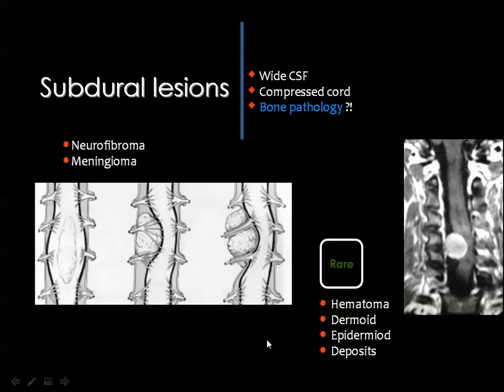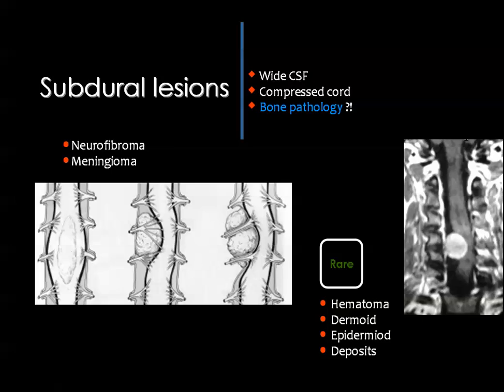You remember from the previous lecture that for the diagnosis of epidural or extradural lesion, you need to follow the CSF space on the side of the lesion. Then you will see that the CSF space as well as the spinal cord are compressed by the lesion. Then you know that this is an epidural pathology.